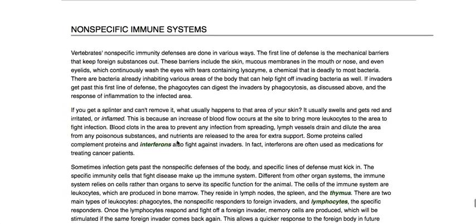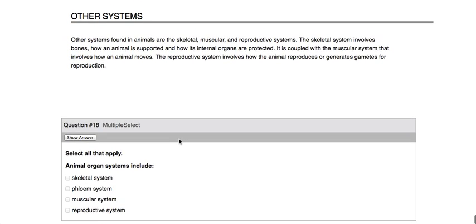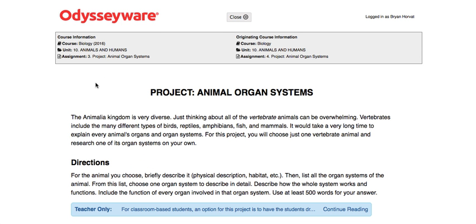We talked a little bit about immunity several units ago, but we're going to bring this back. So, if the immune system is a system that you're interested in researching, this would also be a really good place to start. Your lesson is really a good place to start for this. But let's talk a little bit about the project.